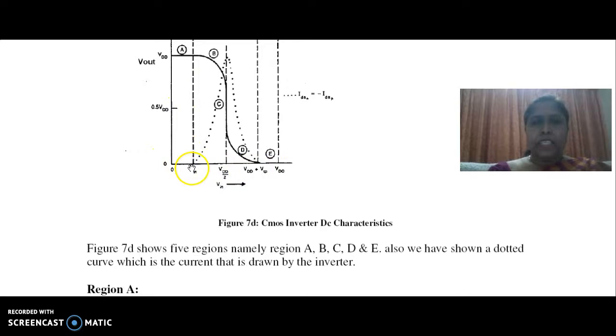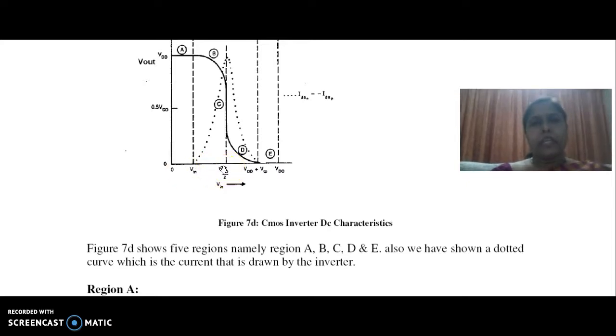So when input is less than VTN, you get the first region of operation, and when input is greater than VTN and less than VDD by 2, you get the second region of operation. When input is VDD by 2, you get the third region of operation, and when input is greater than VDD by 2 but less than VDD plus VTP, you get the fourth region of operation, and when input is greater than VDD plus VTP but smaller than VDD, you get the fifth region of operation.